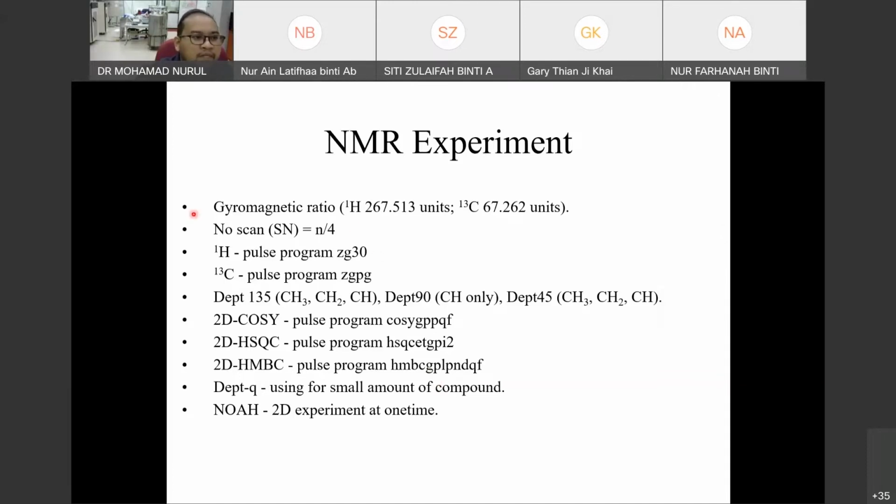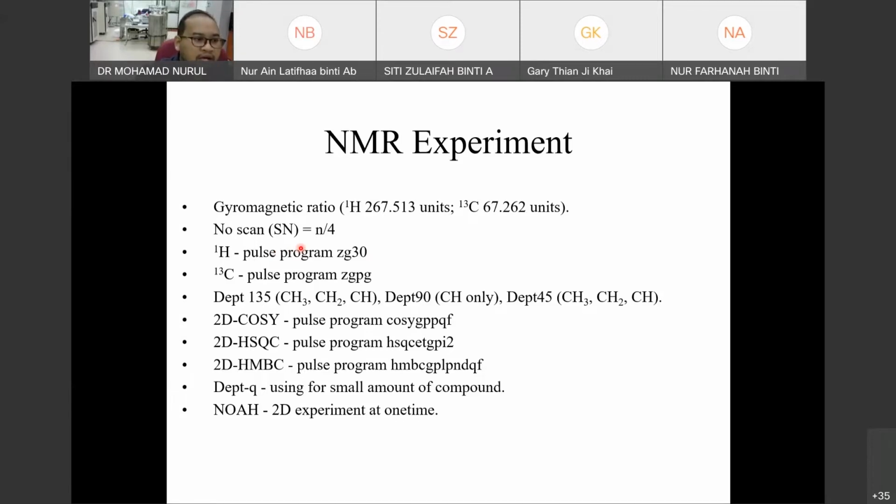This is the NMR experiment that we have in our NMR machines. You will ask why the NMR is 500 megahertz; it's good. Why for carbon do we measure around 125? This is because the gyromagnetic ratio for carbon is lower than proton. That's why for carbon we need more time compared to protons. For the number of scans, you can put any number that can be divided by 4.